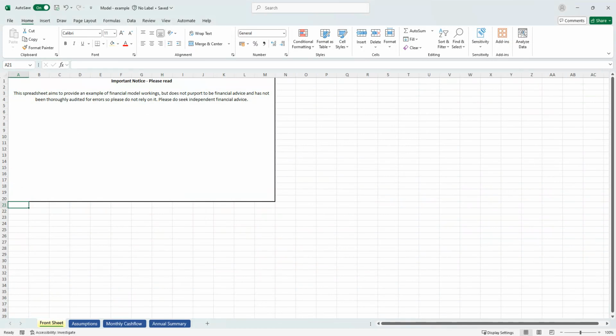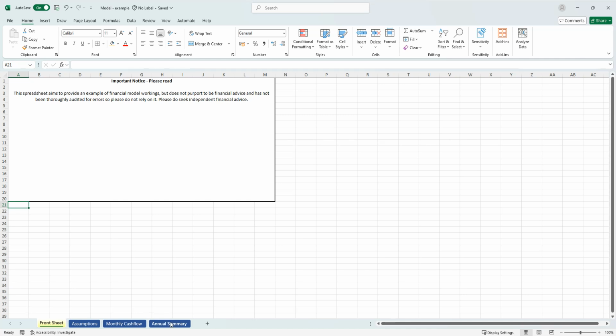I'm going to talk through our example financial model. This is available to download on our website, and we wanted to give an example of what a financial model might look like for those who haven't used one before. However, this is just meant to be an example. It has not been audited and it can't be relied upon for financial advice. So yeah, just use it as an example.